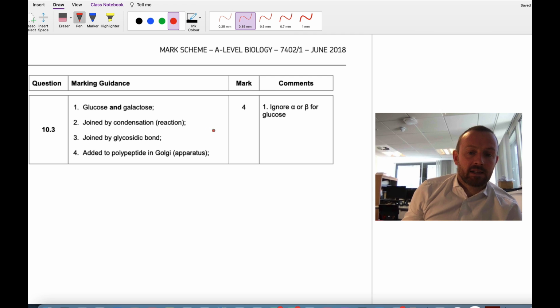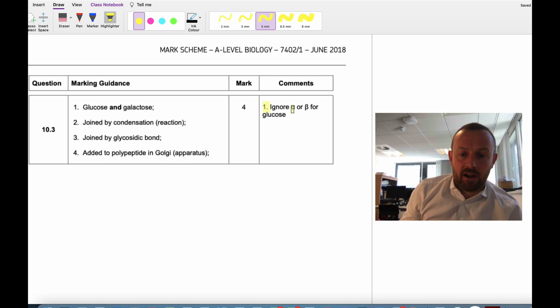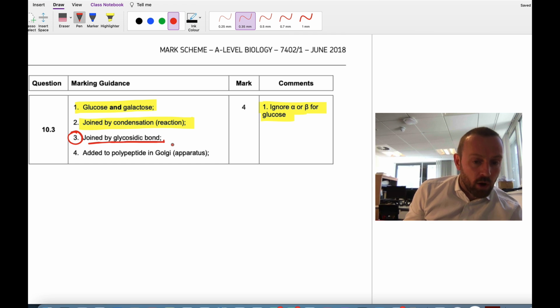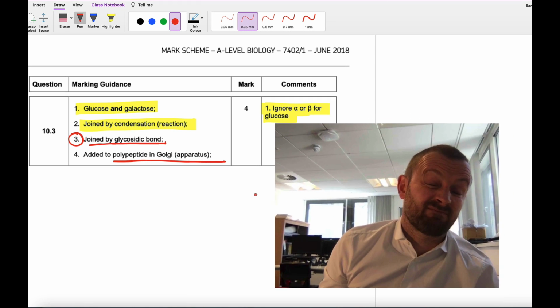Okay, glucose and... Okay, brilliant. Okay, I'm glad I didn't have to remember alpha and beta. I look it up, I've forgotten. Glucose and galactose, it's a disaccharide, joined by condensation. Ah, I forgot to say this, how silly of me. Joined by a glycosidic bond. Say everything you know when it comes to these questions. Added to a polypeptide in the Golgi apparatus. Okay, so I would have got 3 out of 4 for that.